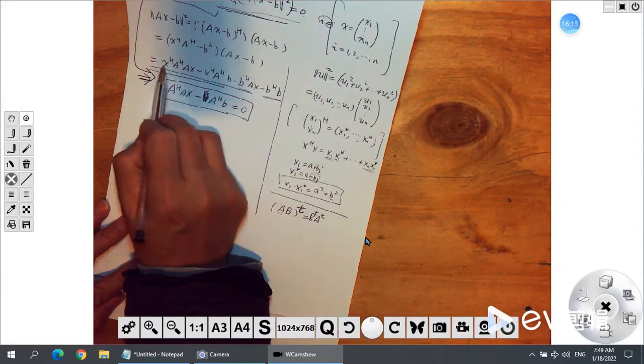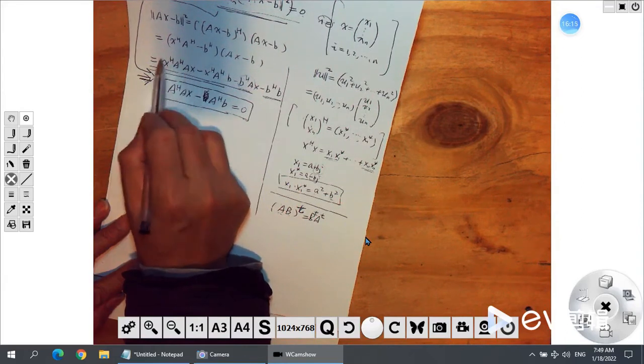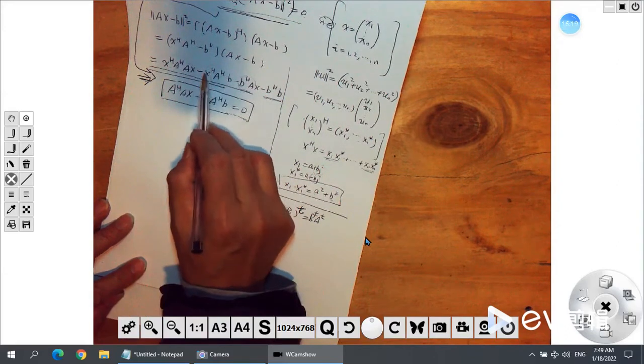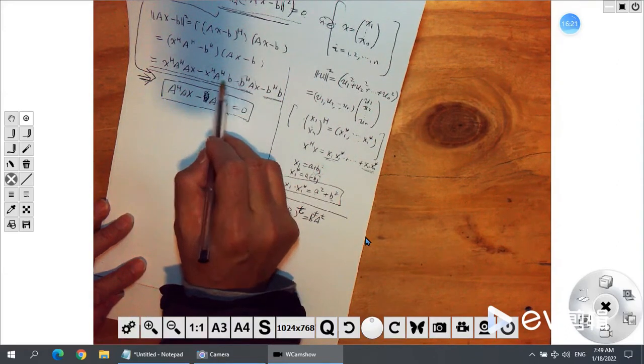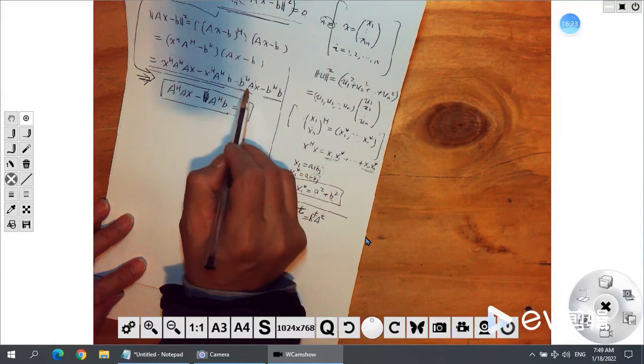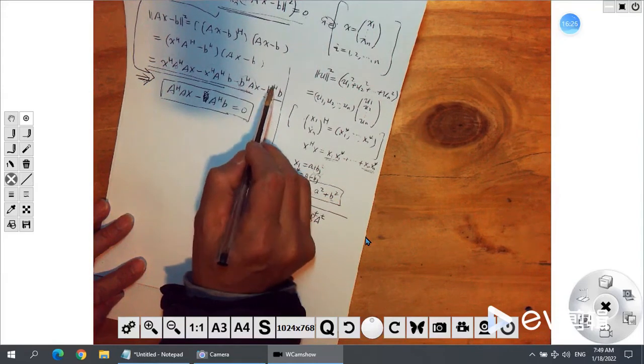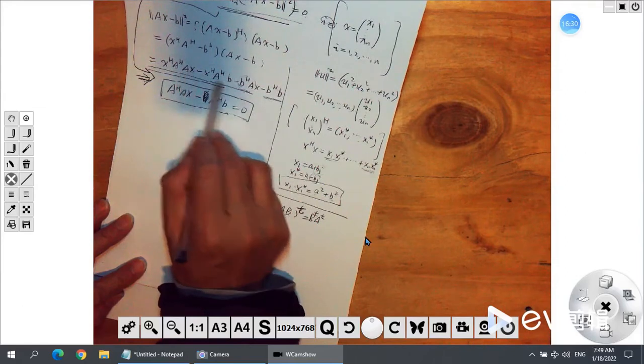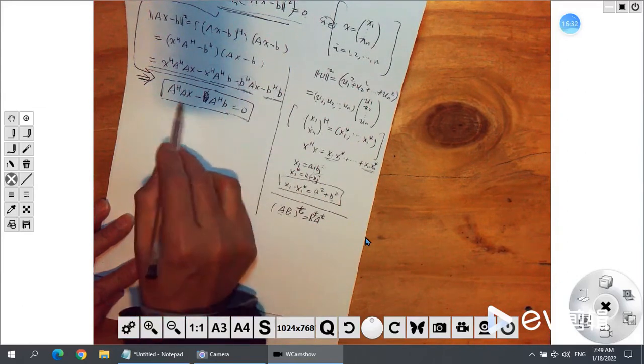times x times x transpose. This is a quadratic form. Remember last time we introduced this quadratic form, and these contain some xi with some coefficients from A and B. This is the same thing, and here is some constant. This one doesn't matter, but these three terms need a lot of calculations. But the result is just this one.